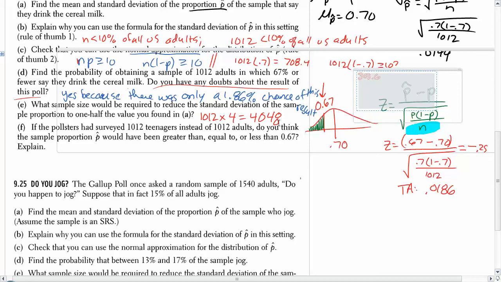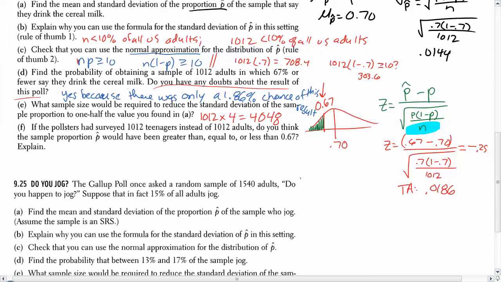If the pollsters had surveyed 1,012 teenagers instead of adults, do you think the sample proportion would have been greater than, equal to, or less than 0.67? This one's up to you. The question really is, do you think teenagers drink the milk more than adults? Whichever answer you give, just make sure you support it.